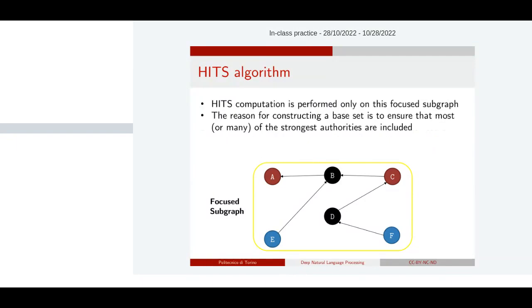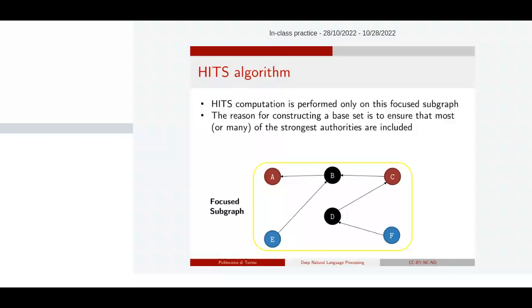This focused subgraph is actually the data structure that we use to compute our HITS score. So we compute the HITS only on this focused subgraph, not on the entire web, because it's impossible to run this kind of algorithm at query time on the entire web. This is the reason why we use this focused subgraph, a subset of the entire graph.